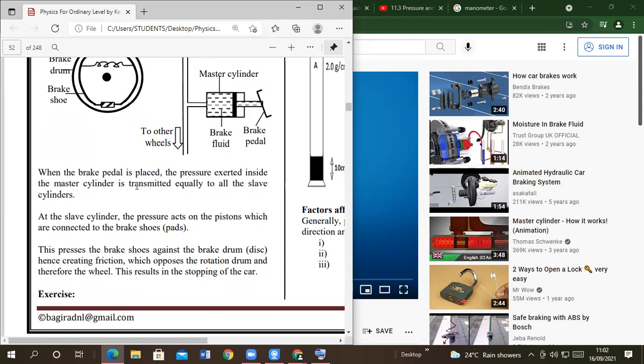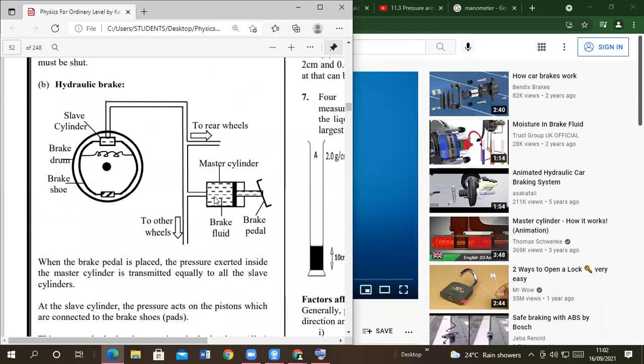brake system. So in your notes here, they are saying that when the brake pedal is pressed, this should be pressed, not placed, is pressed, the pressure exerted inside the master cylinder is transmitted equally to all the slave cylinders. So the slave cylinders, they are 4 because the car has 4 wheels. So the pressure that is applied in the master cylinder is transmitted through the brake fluid to other slave cylinders.